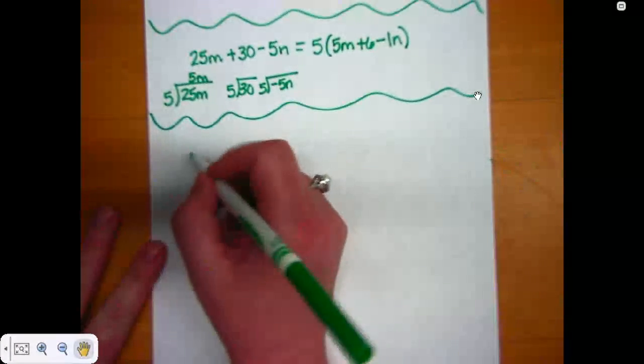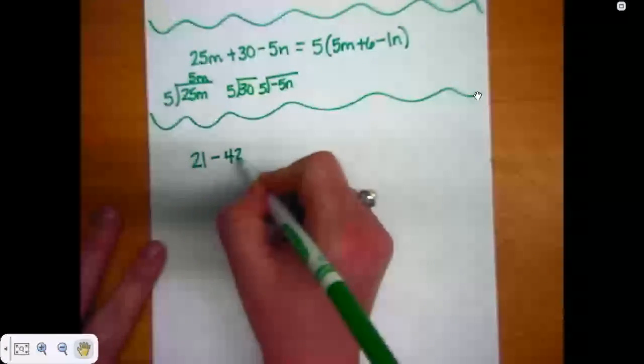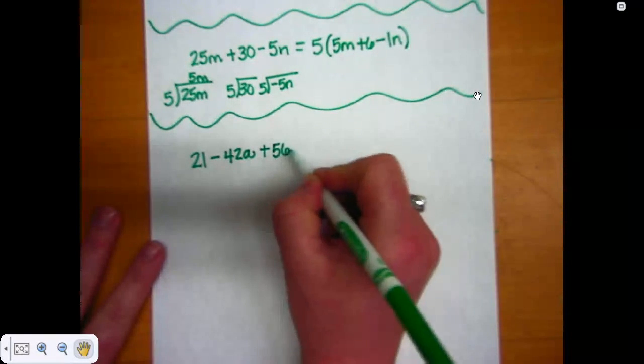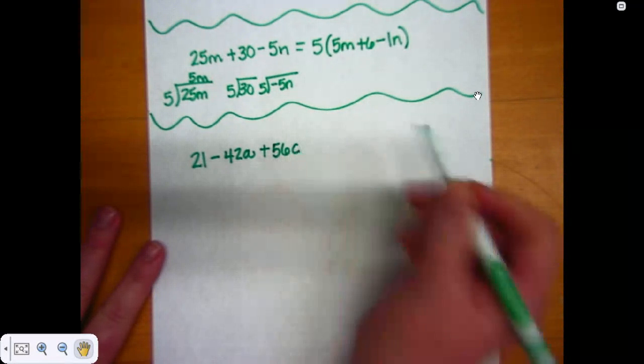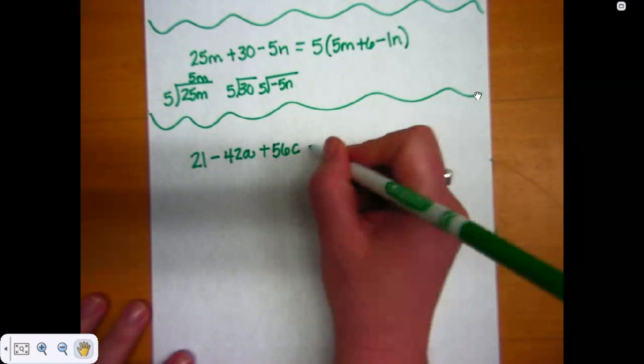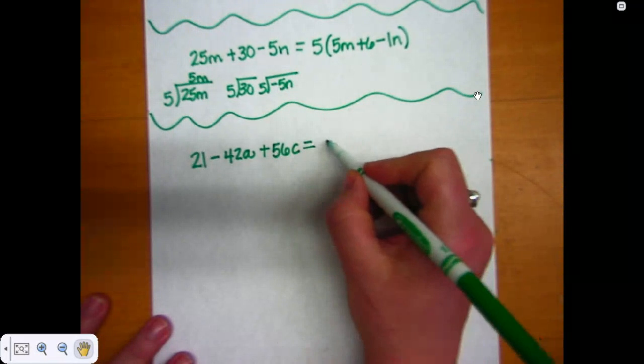This time let's do 21 minus 42a plus 56c. Okay? I need to think, what do all three of these have in common? I know that all of these have the factor of 7. So I'm going to factor out 7. So I want to make an equivalent expression. So I'm going to do 7.